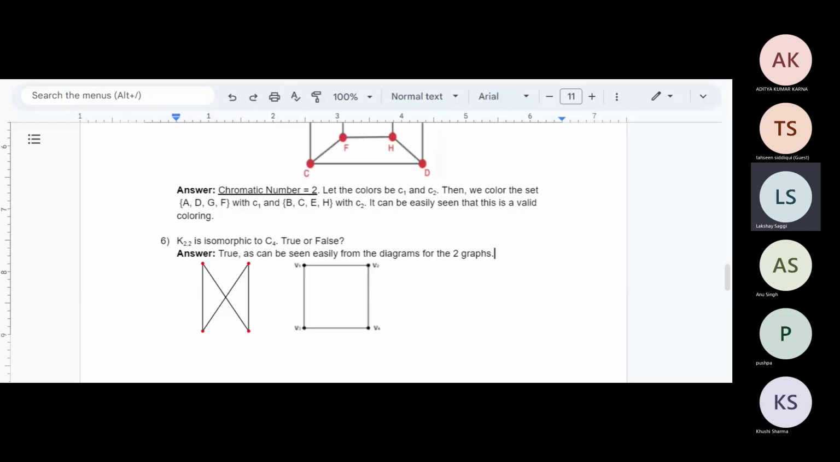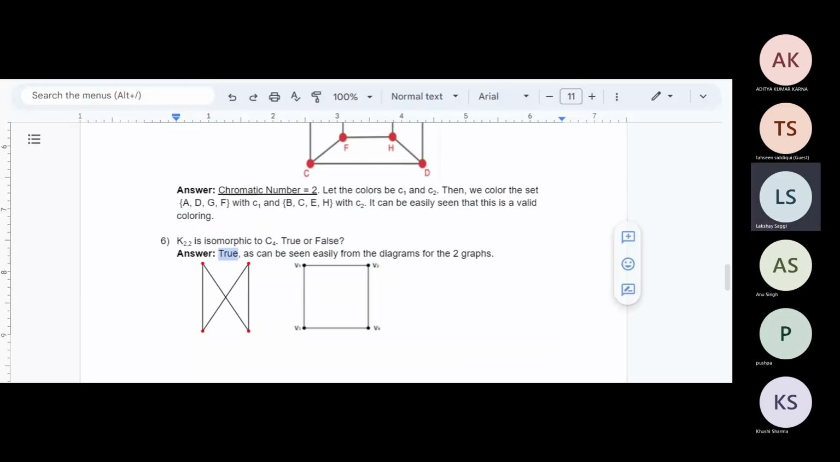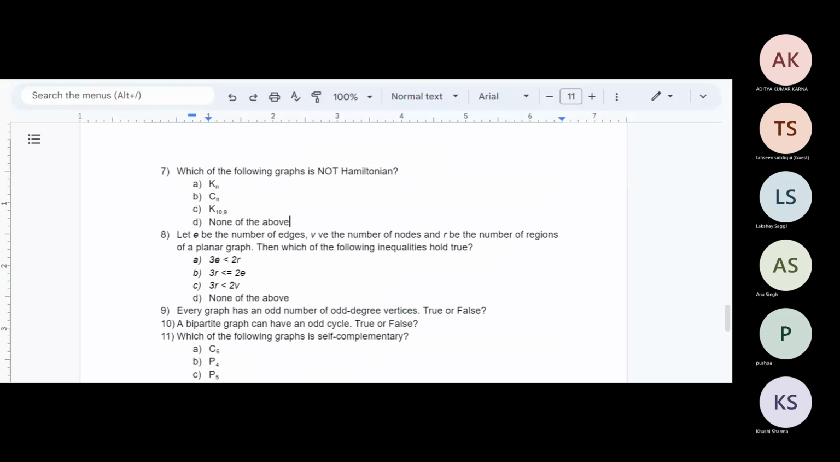So yeah, K22 is indeed isomorphic to C4. Yeah, that is the correct answer. So Aditya and Khushi, you had written true, so your answer was correct. This statement is indeed true.